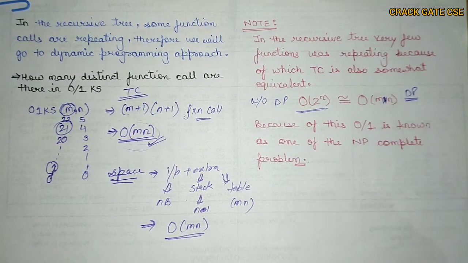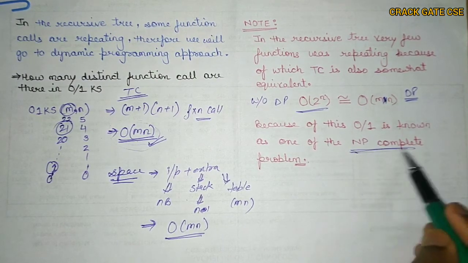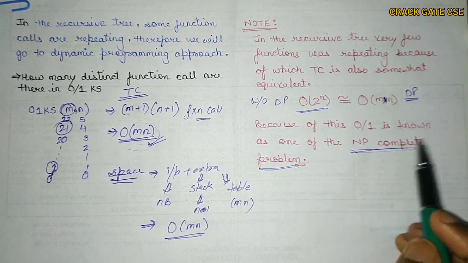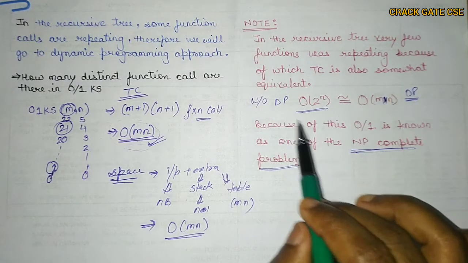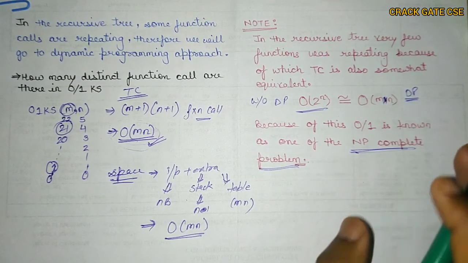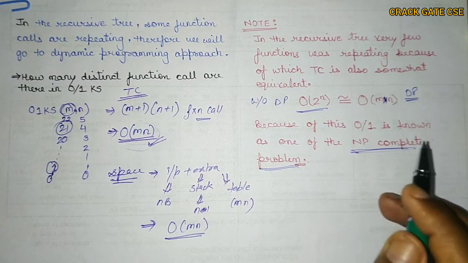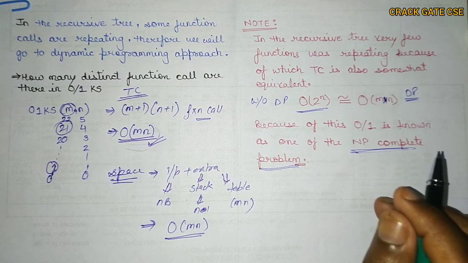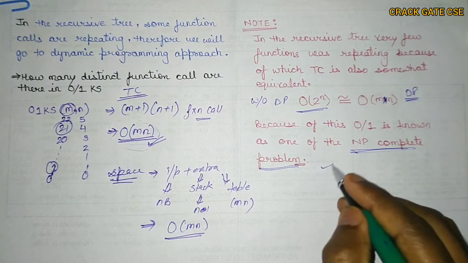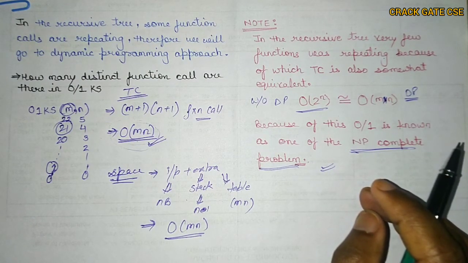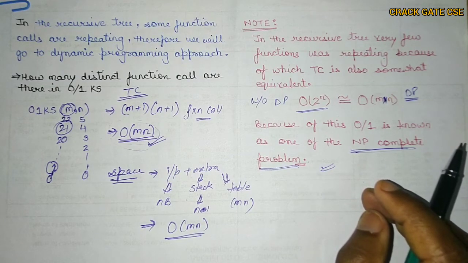Because we are not able to reduce the time, we can say that this problem is a non-polynomial complete problem, an NP-complete problem. 0/1 knapsack is known as one of the NP-complete problems. That means it is a problem which cannot be solved in polynomial time, right? So this is how we can find out everything about the knapsack problem, that means the 0/1 knapsack problem, right?